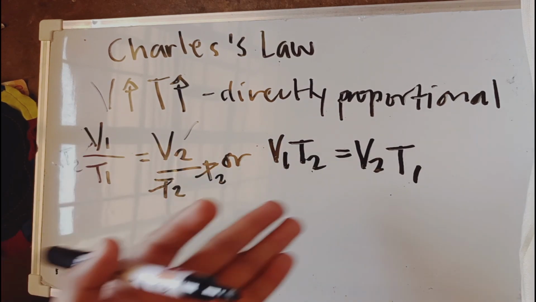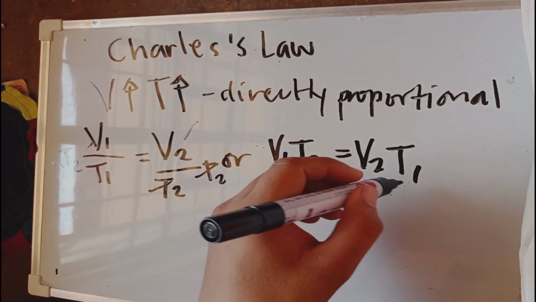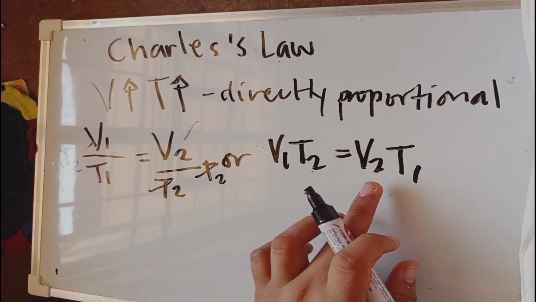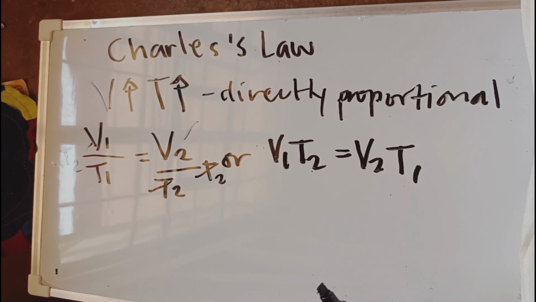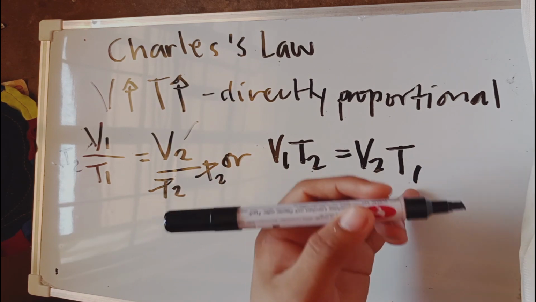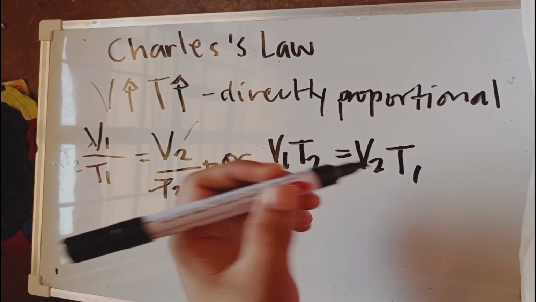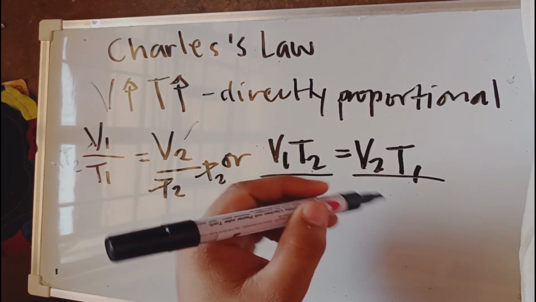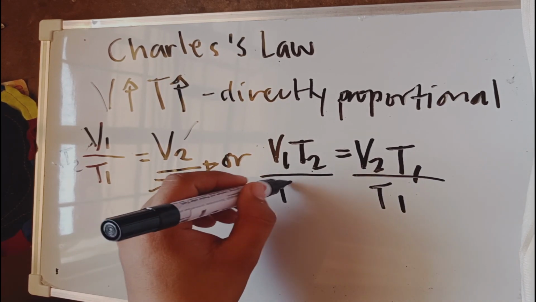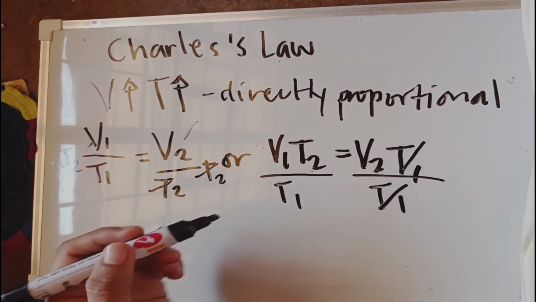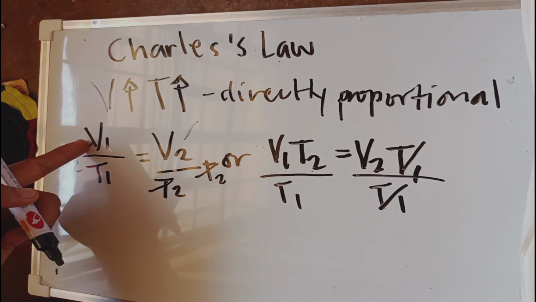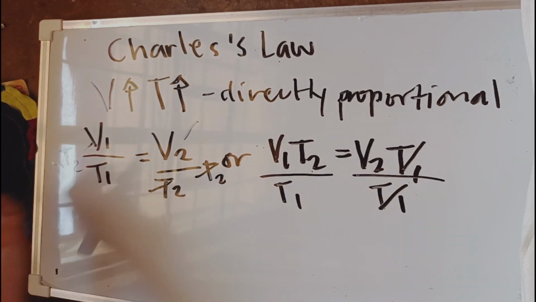Let's prove that they are the same. The temperature beside the volume 2 that you are looking for, you need to divide both sides by it. Temperature 1 and temperature 1 will be cancelled out. So we'll have volume 2 equals volume 1 times temperature 2 divided by temperature 1. So they are just the same.